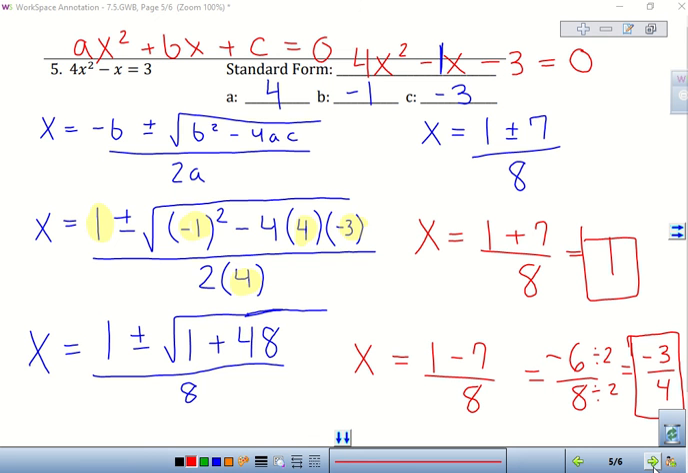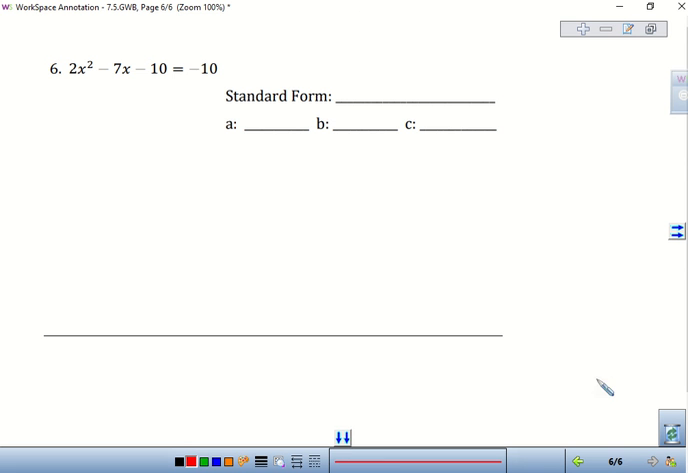All right, you ready to do the last question together? Okay. All right, so first thing we look at, is this in standard form? Is it equal to 0? No. Standard form is ax squared plus bx plus c equals 0. So in order to get into standard form, I need to do what?